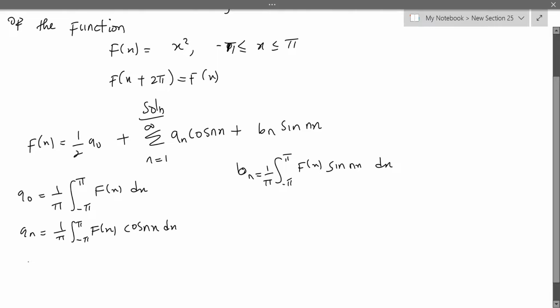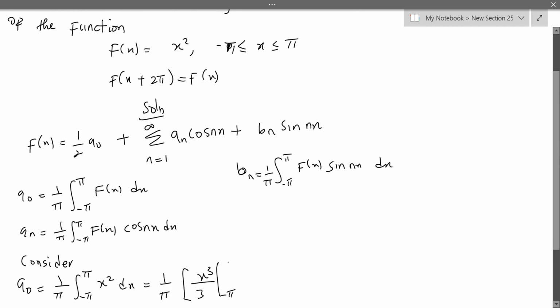Alright, so let's evaluate each of them. Consider a naught, which is 1 over pi from minus pi to pi of f of x, which is x squared, they gave us in the question, then dx. So evaluating that integral, we get x cubed over 3 from minus pi to pi. So you write your 1 over pi outside. Putting in pi, you get pi raised to the power of 3 over 3, minus, in brackets, instead of pi we use minus pi next, so we get minus pi raised to the power of 3 over 3.